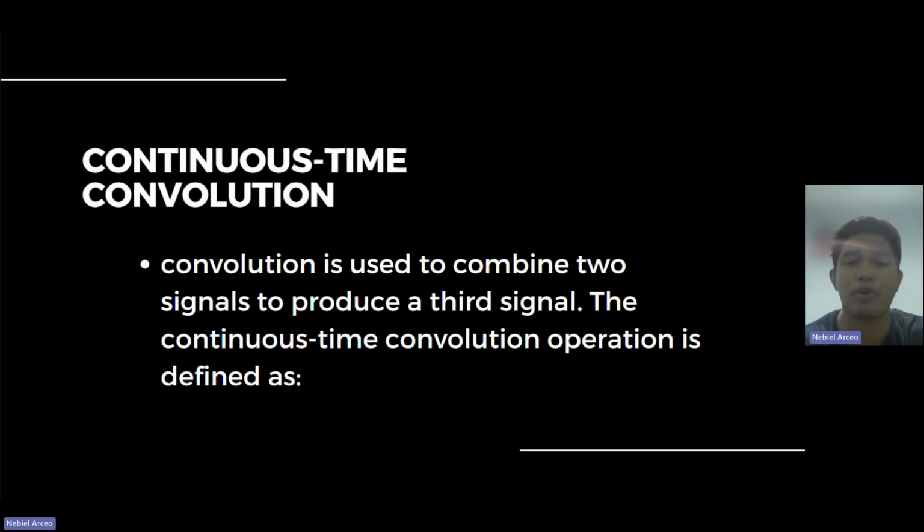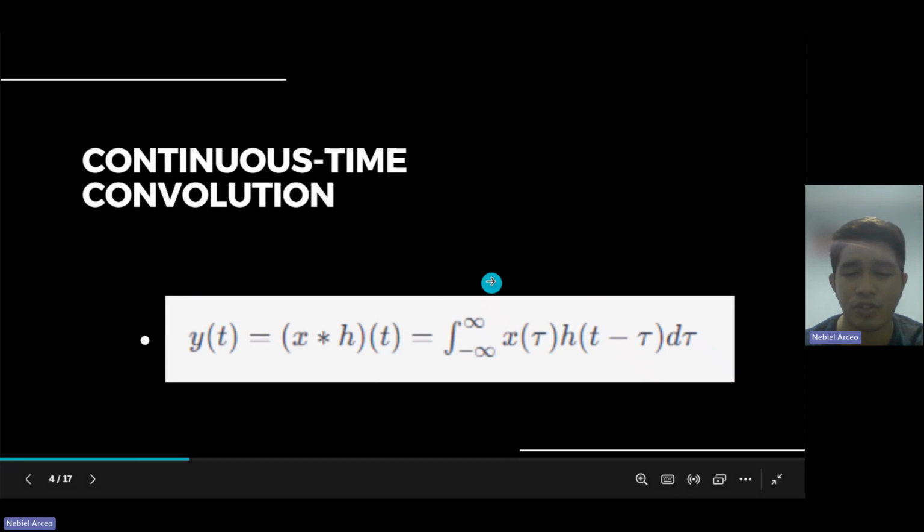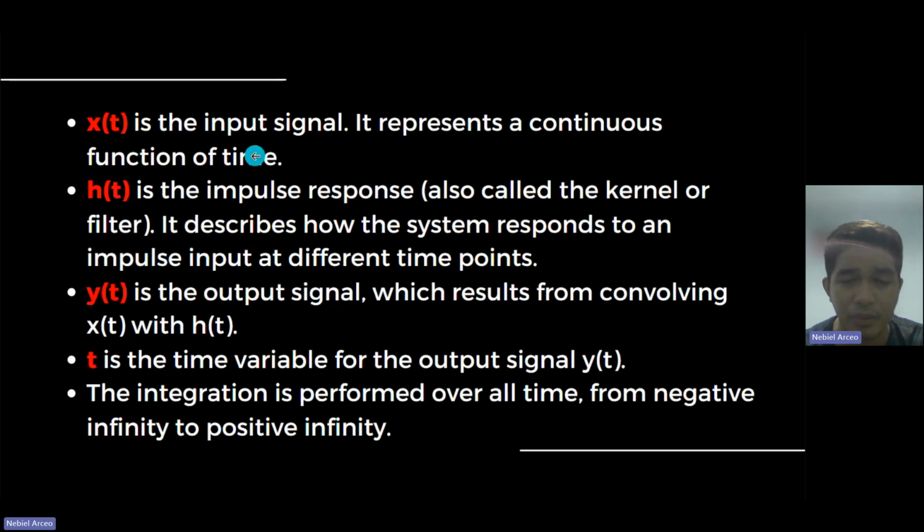In continuous time convolution, convolution is used to combine two signals to produce a third signal. The continuous time convolution operation is defined as follows, wherein x of t is the input signal. It represents a continuous function of time.